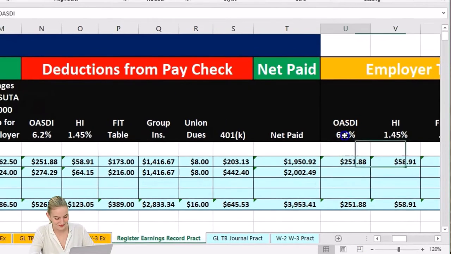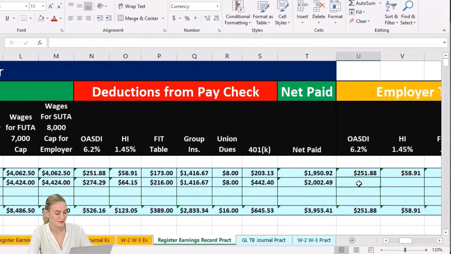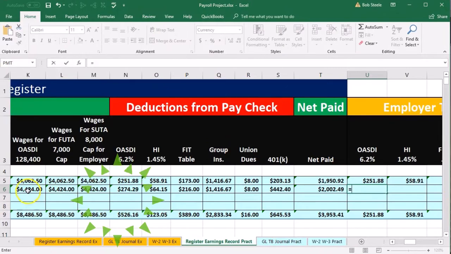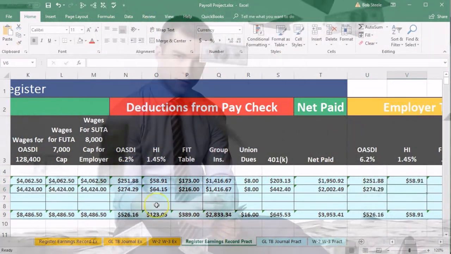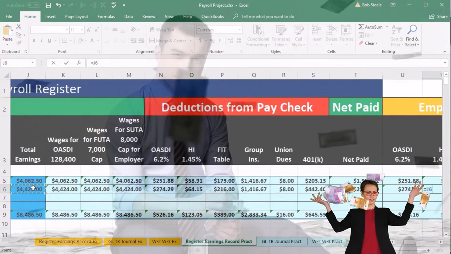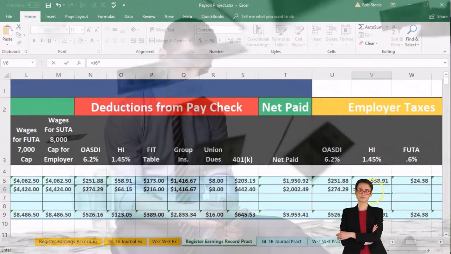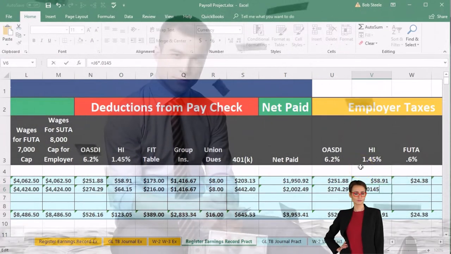Then we'll calculate the employer portion. Same calculations, but we're going to match the OASDI, match the Medicare, and then calculate FUTA and SUTA, which are employer only taxes. So same calculation here in U6 as the employee portion of Social Security. It's going to equal the 424.24 in K6 times the 0.062, tab. And then for the HI, we're going to pick up the total wages, so it's J6 times 0.0145, because we move the decimal two places over.